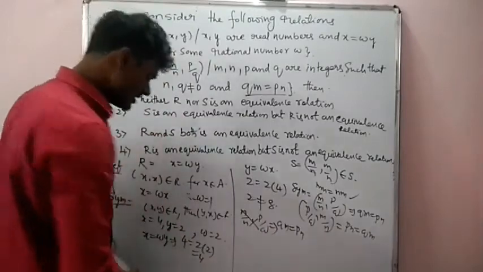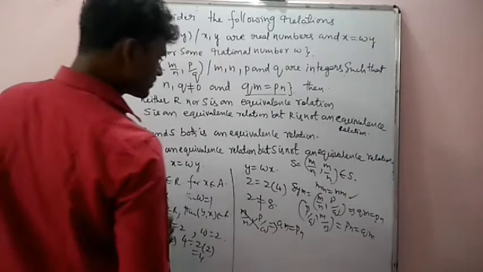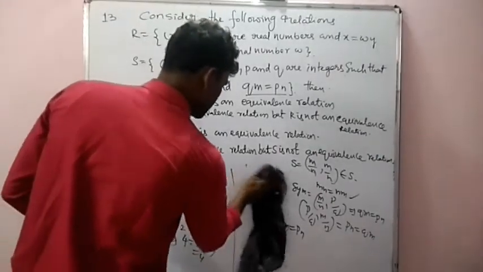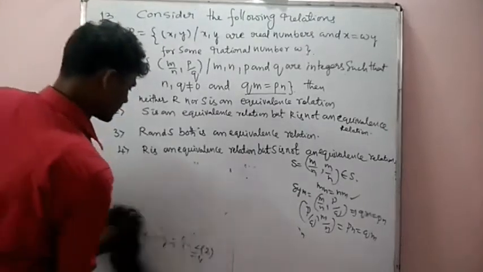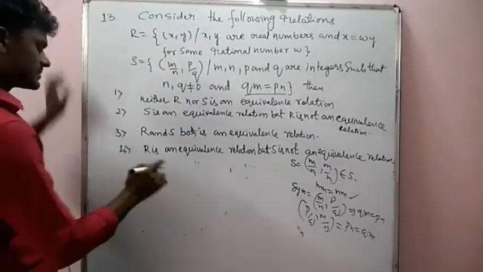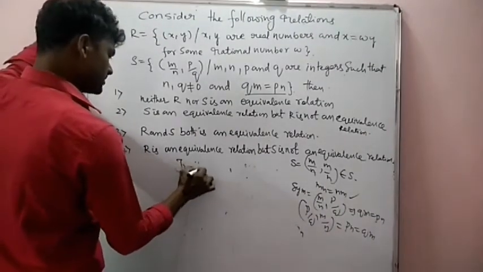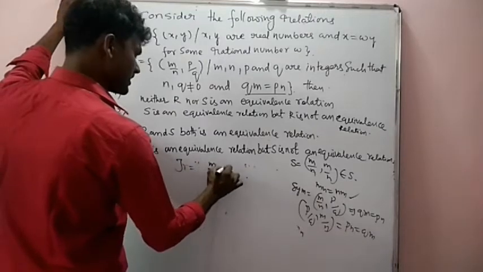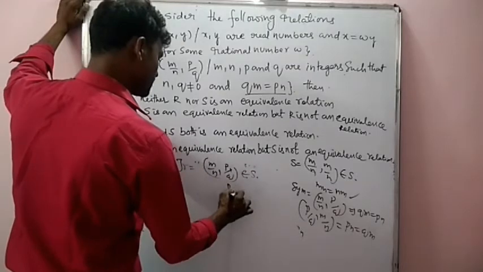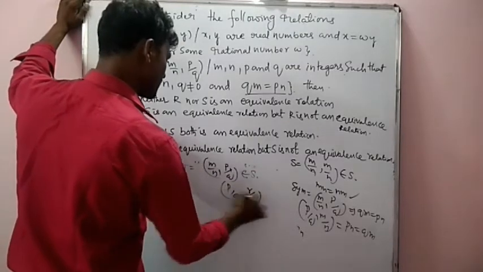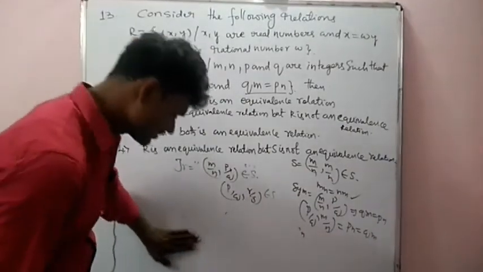Next we have to check the transitive property. R is already not an equivalence relation, so we consider S. For transitivity, m/n and p/q belong to S, and p/q and r/s also belong to S. Then we have to check whether m/n, r/s belongs to S or not.